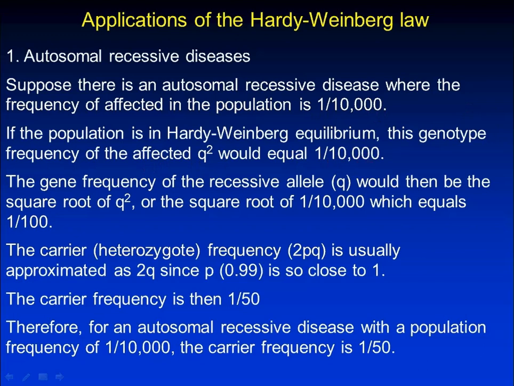The gene frequency of the recessive allele Q would then be the square root of Q squared, or square root of 1 over 10,000. That's 1 over 100. The carrier or heterozygote frequency, 2pq, is usually approximated as 2q because p is so close to 1. Therefore, carrier frequency is then 1 over 50. To sum it up, for autosomal recessive disease with population frequency of 1 over 10,000, the carrier frequency is about 1 over 50.